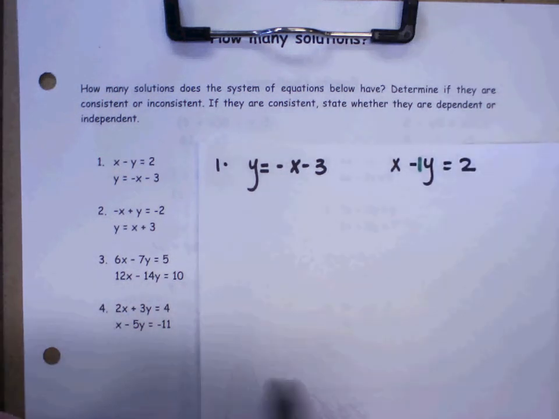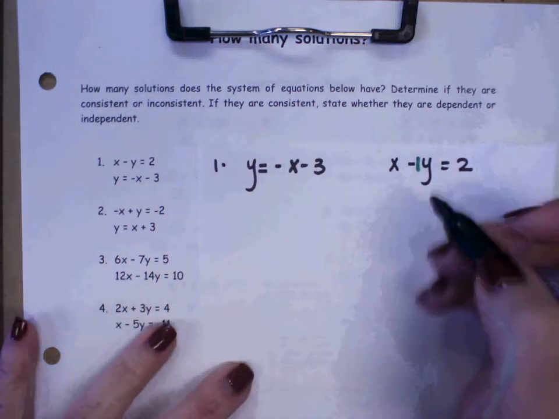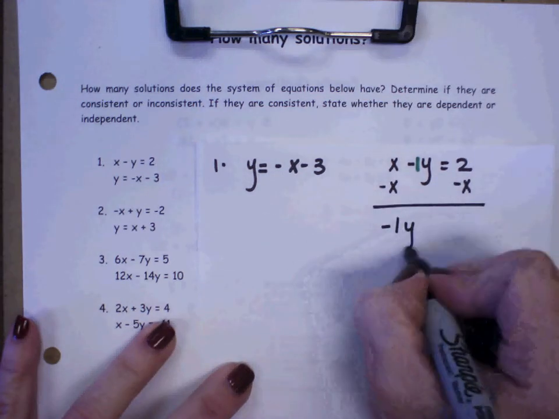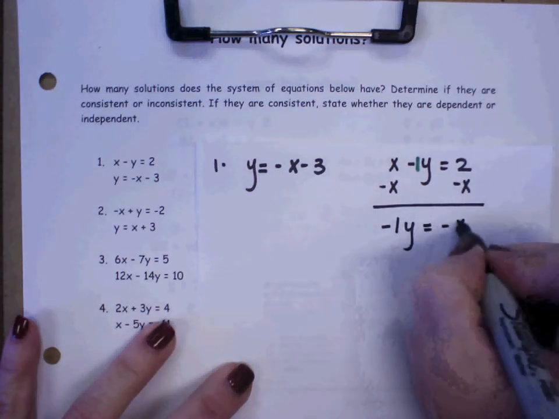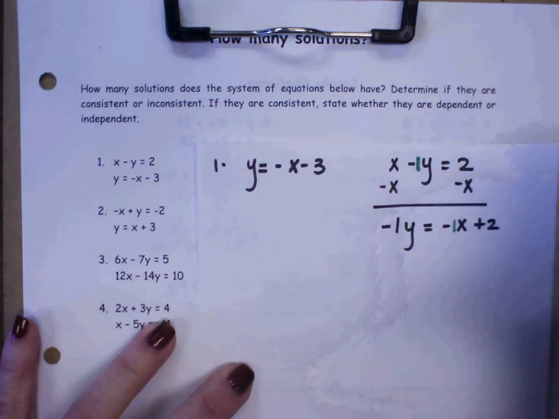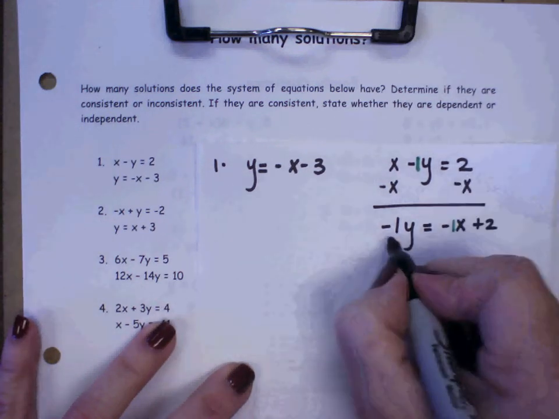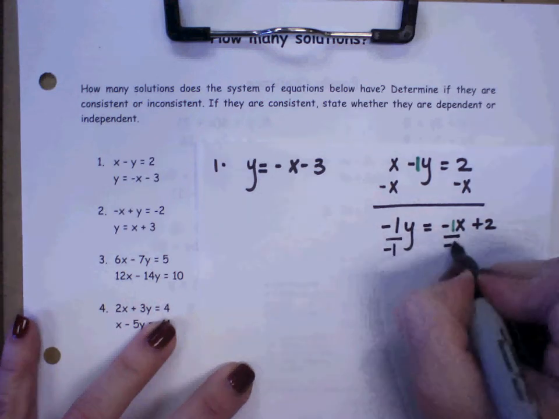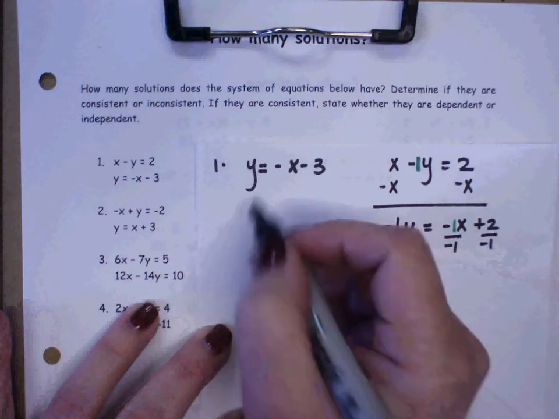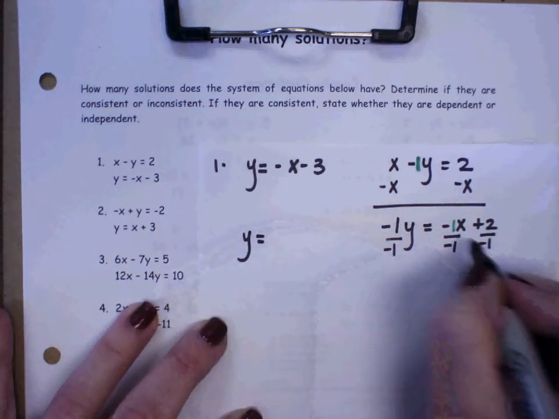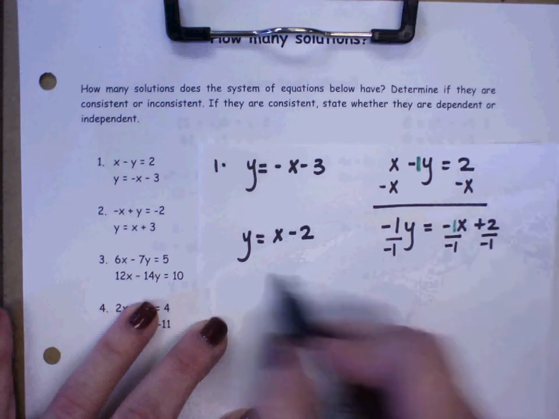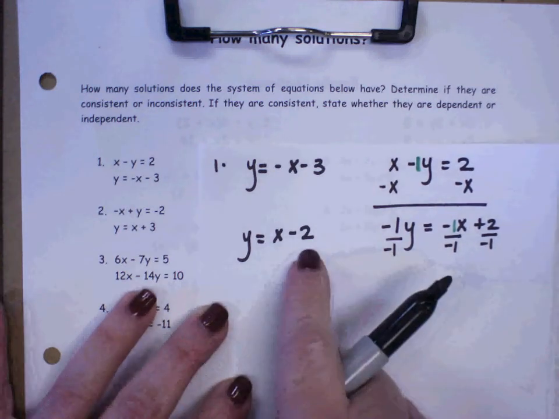Okay, so I have an invisible 1 over there. So I'm going to say minus x on both sides of the equation. And I get negative 1y equals negative x plus 2. I also have an invisible 1 right beside the x. So this equation ends up being y equals negative 1 divided by negative 1 is x, and then 2 divided by negative 1 is negative 2.